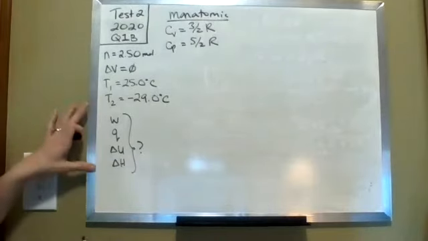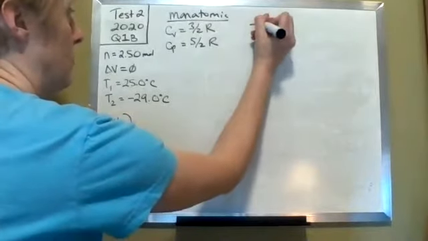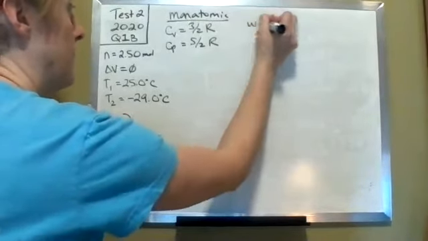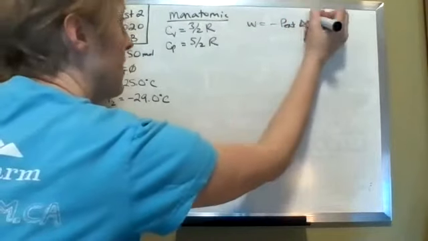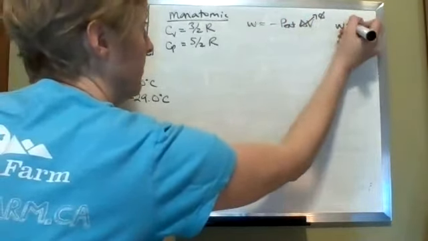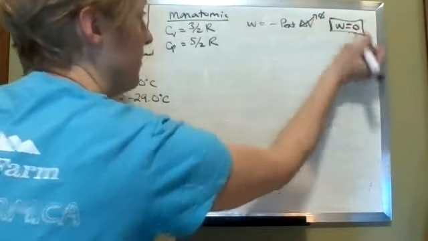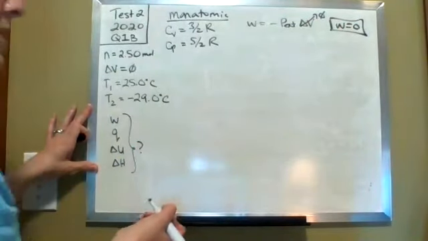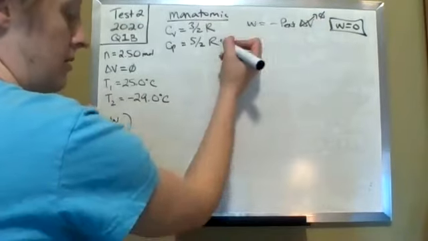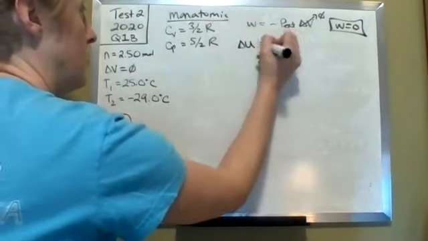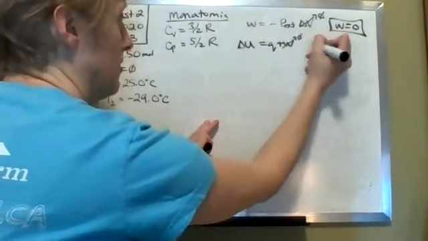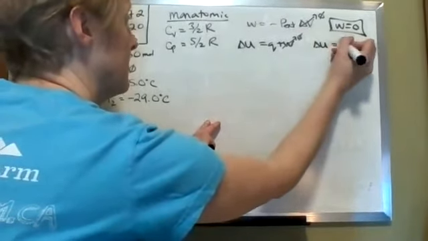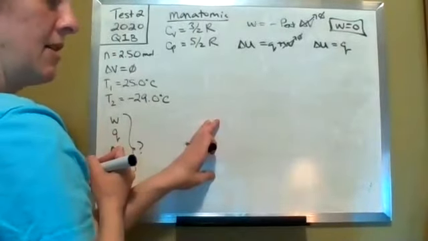This is the one that's going to get crossed off pretty quickly, because you know that your equation for work is equal to minus P external delta V. So if that is 0, work equals 0. So there's one done. Now we also know, of course, delta U equals Q plus W. So if that's 0, then whatever we find for delta U will be the same answer as Q.